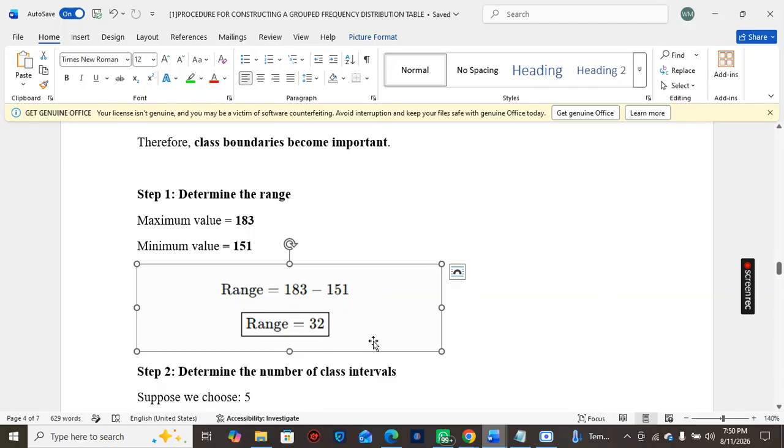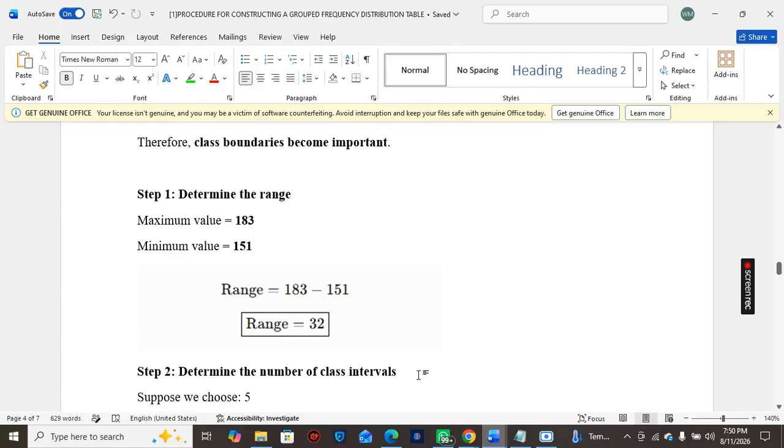Next, we ask how many class intervals, or how many classes, do we want? Remember step 2, you can choose any number that you are comfortable with. So we choose 5 classes.